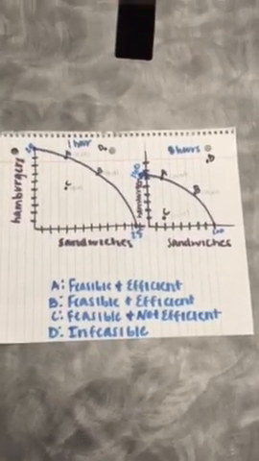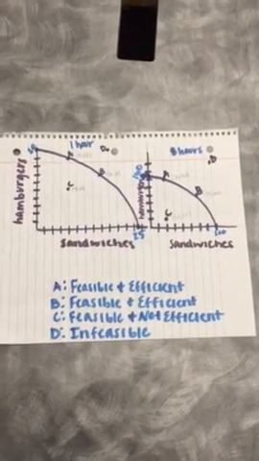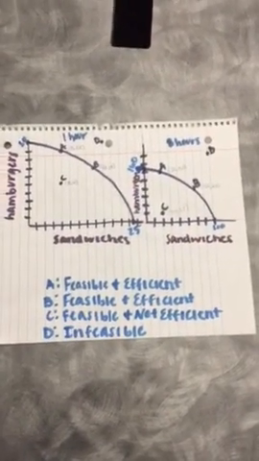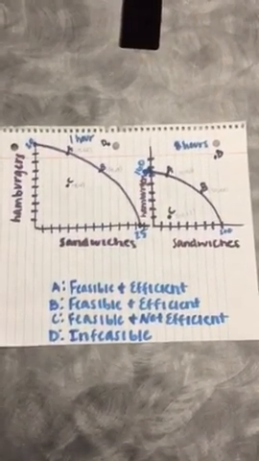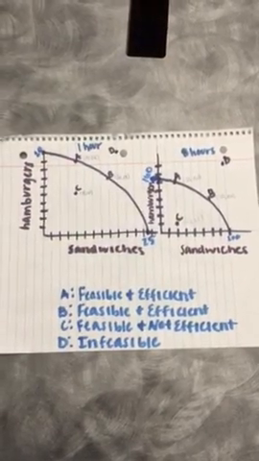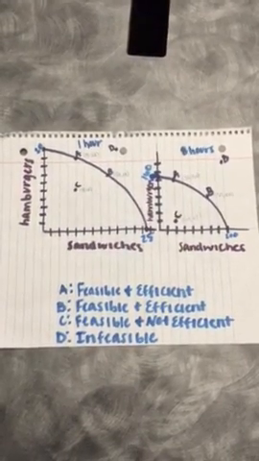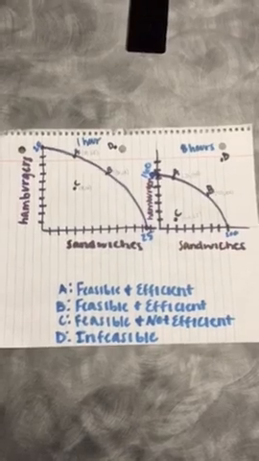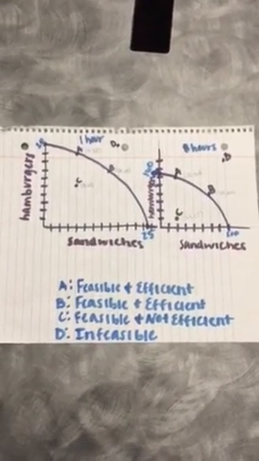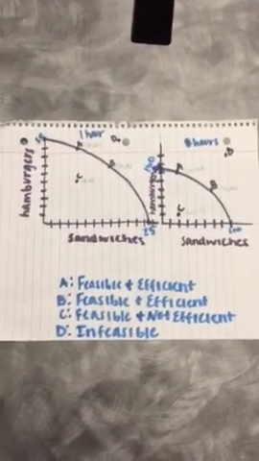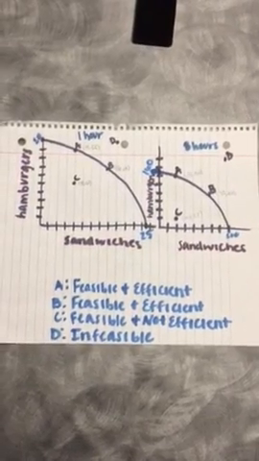This is my PPF curve for the number of sandwiches I can make to the number of hamburgers I can make for both 1 hour and 8 hours. In 1 hour, I can make 25 sandwiches and no hamburgers, or I can make 20 hamburgers or no sandwiches, represented by the endpoints of the curve. Anything along the curve is both feasible and efficient to make.